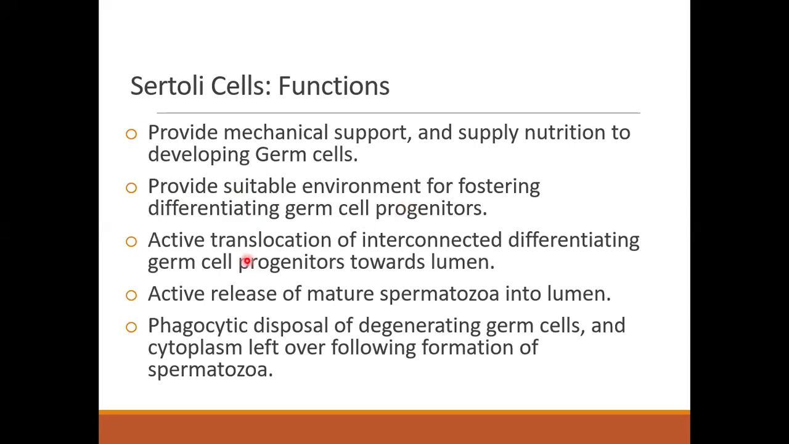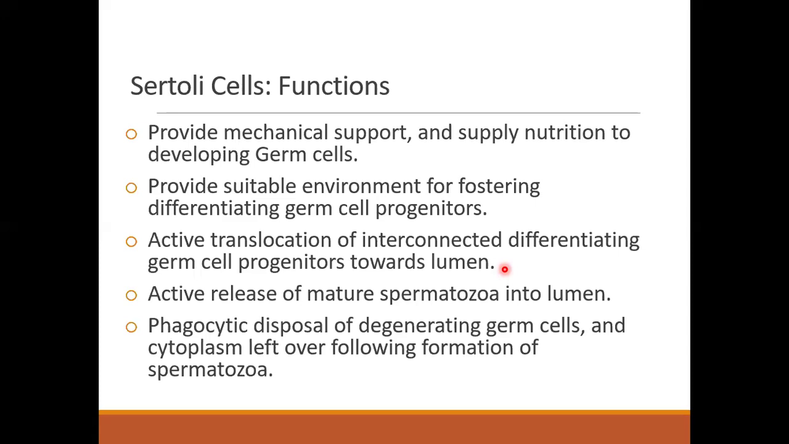Then there is active translocation of interconnected differentiating germ cells projected towards the lumen. Like we said, the germ cells will be developing, and their nutrition, their support, everything is coming from the supporting Sertoli cells. So they will be linked up to the Sertoli cells, and then it's like the Sertoli cells will decide when to release them into the lumen. And once you get to spermatogenesis proper, you see all the stages and how and when the Sertoli cells release them.